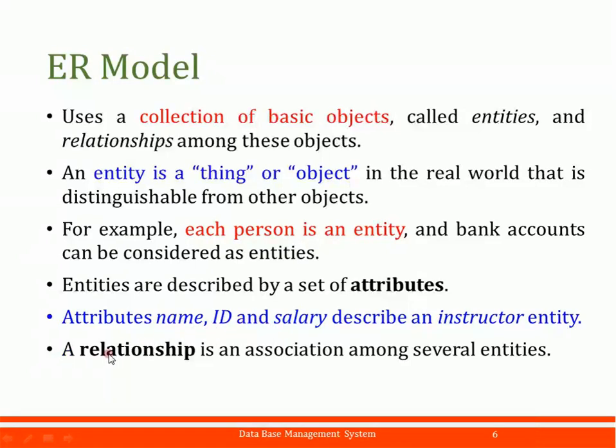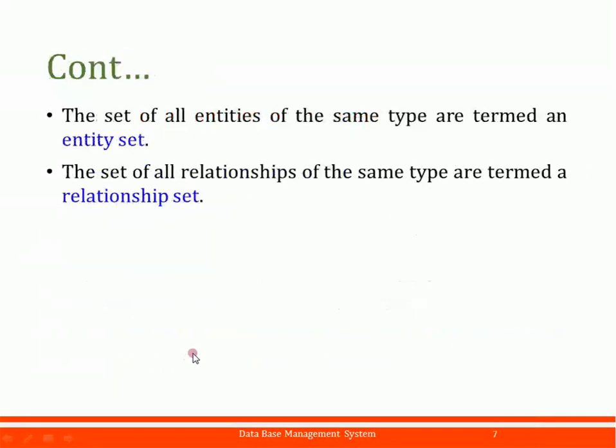The relationship is an association among several entities. So two or more entities are related together with the help of a relationship between them. The set of all entities of the same type are grouped to be the entity set. The set of all relationships of the same type are grouped into a relationship set.